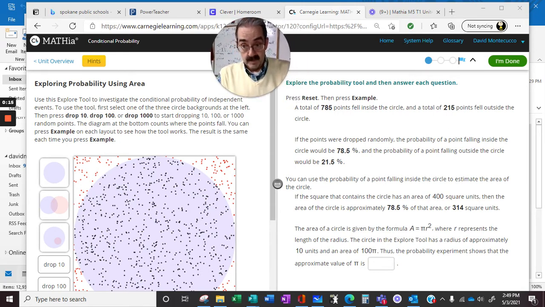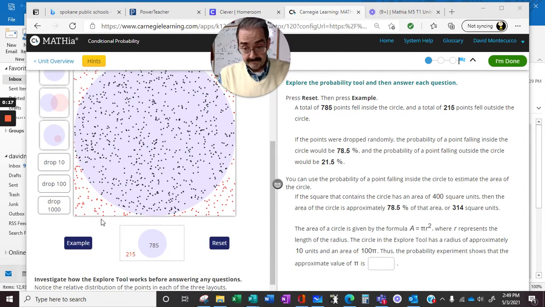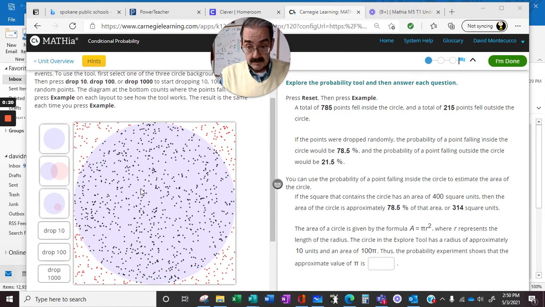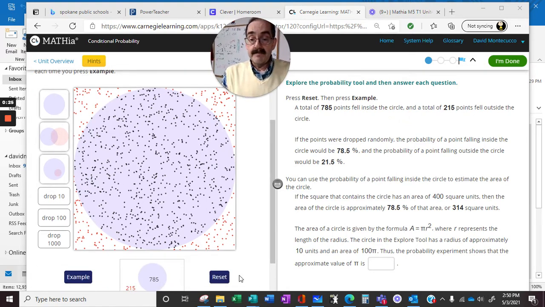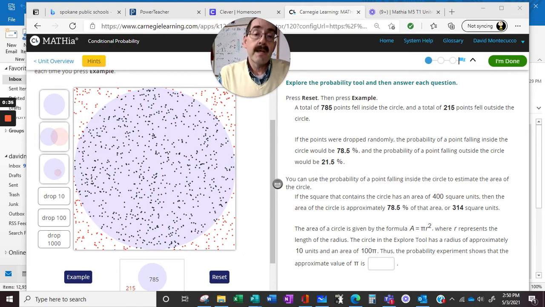Okay, so exploring probability. We have this random generator where we can drop dots. Some go in, some go out. Then it said click reset, hit the example button, and we had 785 of the 1,000 inside, 215 of the 1,000 outside. Calculate 785 divided by 1,000, but it's percent, so we have to multiply by 100. Of the 100%, 21.5% outside.